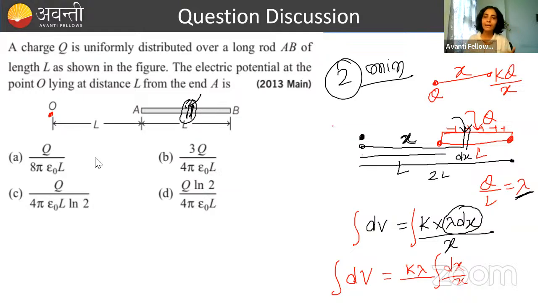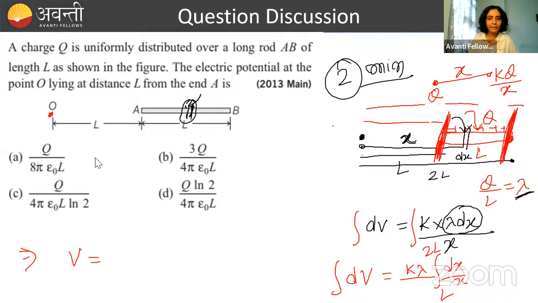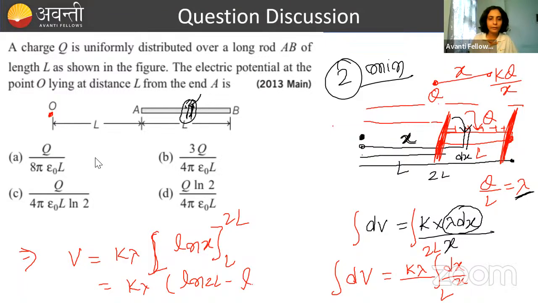That is, we will start taking elements from here and go up to here. It means we start from distance L and go up to distance 2L. So x will vary from L to 2L. Now you can easily solve this integration, right? The integration of dV becomes V, and k lambda. You all know that the integration of dx by x is ln x. ln x from L to 2L. If you put the values in, you will get k lambda ln 2L minus ln L.